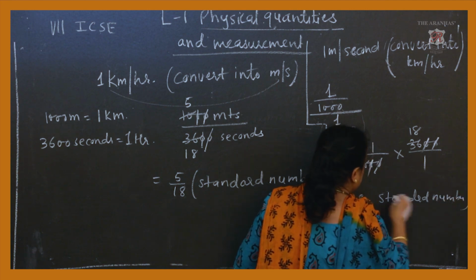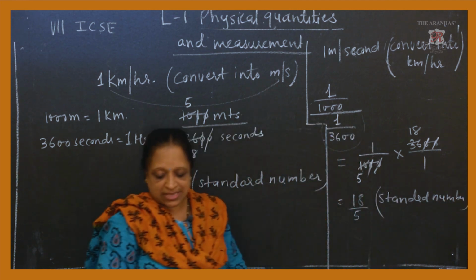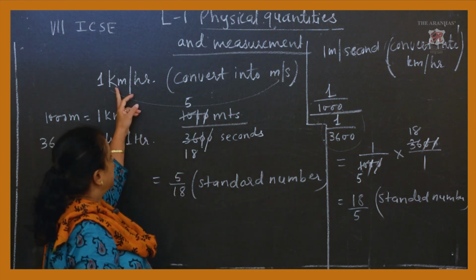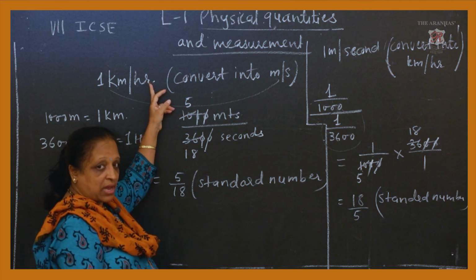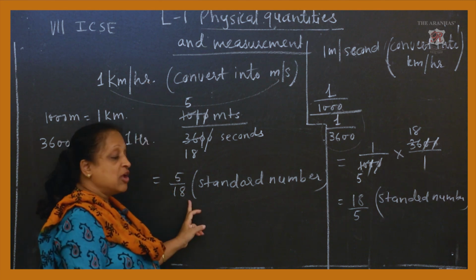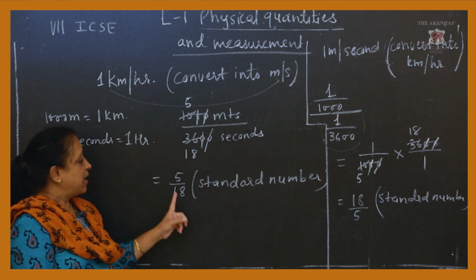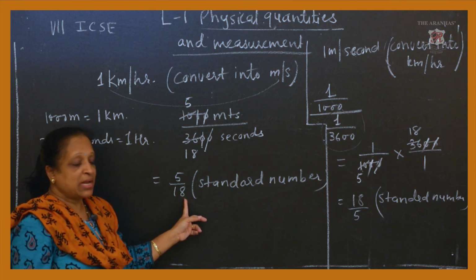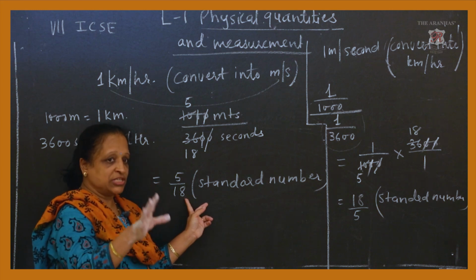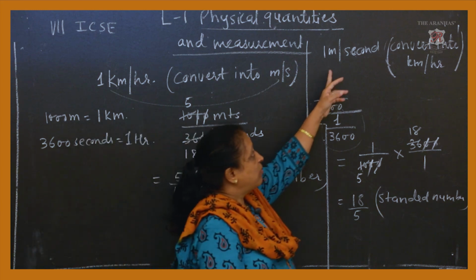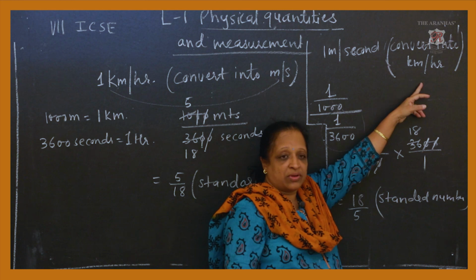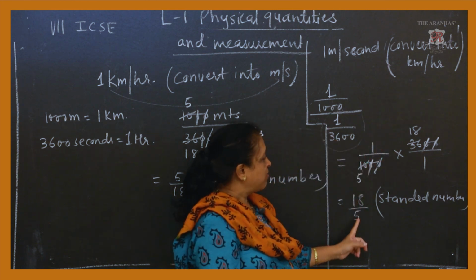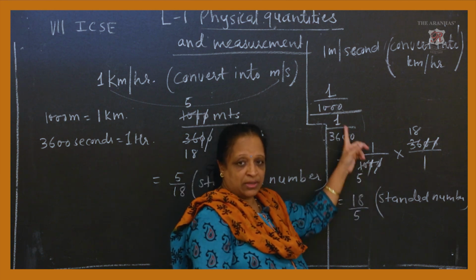Have you understood what standard numbers mean? When you are converting any kilometer per hour into meters per second, you multiply that kilometer per hour by 5 by 18. How we are going to do it, I will explain in my next class. The actual calculation I will be showing you, and meters per second we are going to convert into kilometer per hour, and how we have got 18 by 5 I have shown you here.